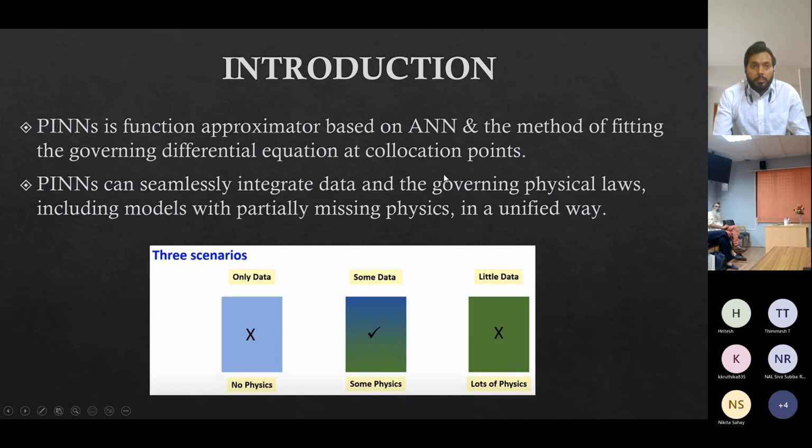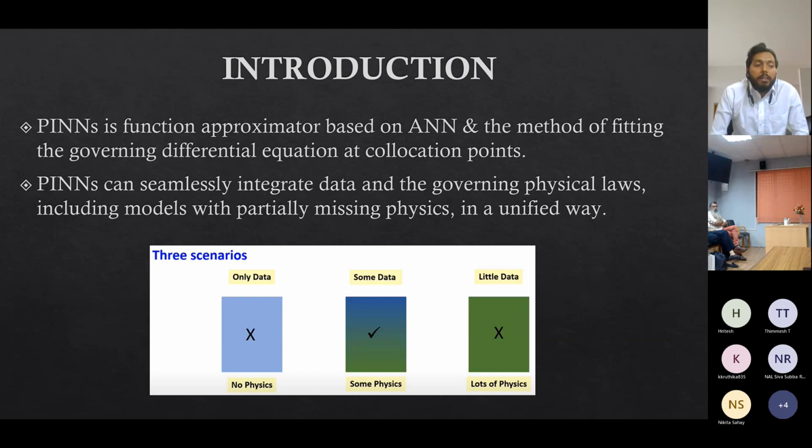So what is PINN? PINN is basically a function approximator based on artificial neural network. In PINN we try to solve differential equations. PINN is applied where only some data and some physics are there. When there is little data and lots of physics, we cannot apply PINN there. And if only data and no physics are there, then we also cannot apply PINN in that scenario.